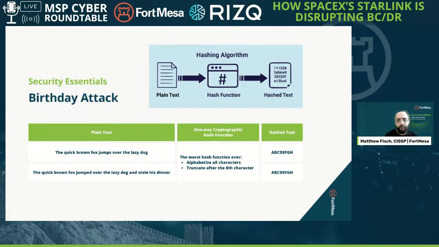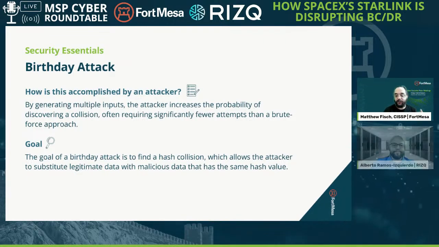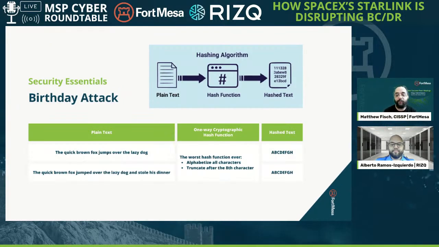So what do we do about this? The way this works is an attacker can generate multiple inputs, and they can just subtly change those inputs and rerun the hash function over and over and over again until, by brute force or by frequency, they eventually end up with a collision. And the goal of an attacker, hey Alberto, the goal of an attacker is to create two pieces of data that, when you go through the encrypted function, what comes out the other end is the same thing, exactly like our worst hash function ever, A, B, C, D, E, F, G, H.